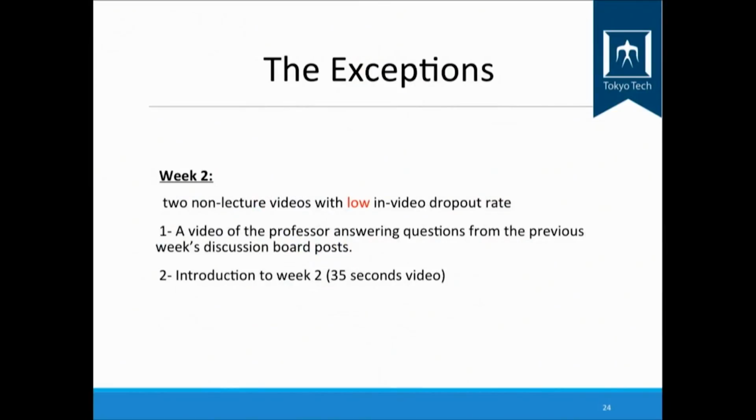Of these two dots, one is the professor answering questions asked by the students in the previous week's discussion board, and the other one was an introduction. It was a very short video, 35 seconds, so I think they didn't have time to drop out, so they just finished it.